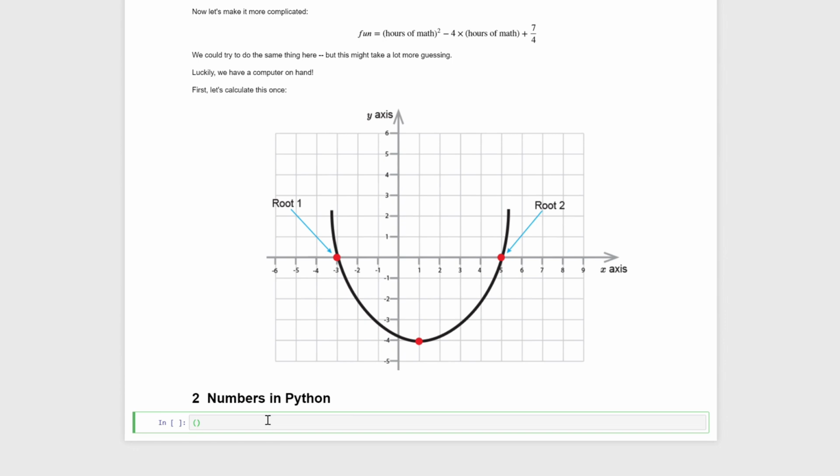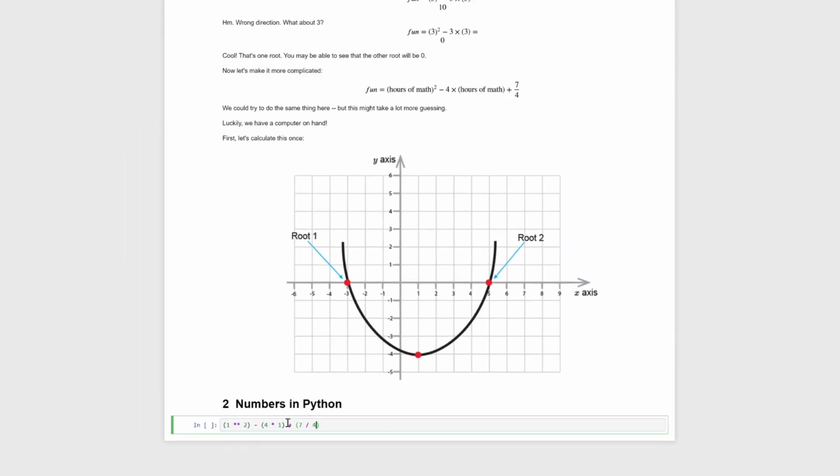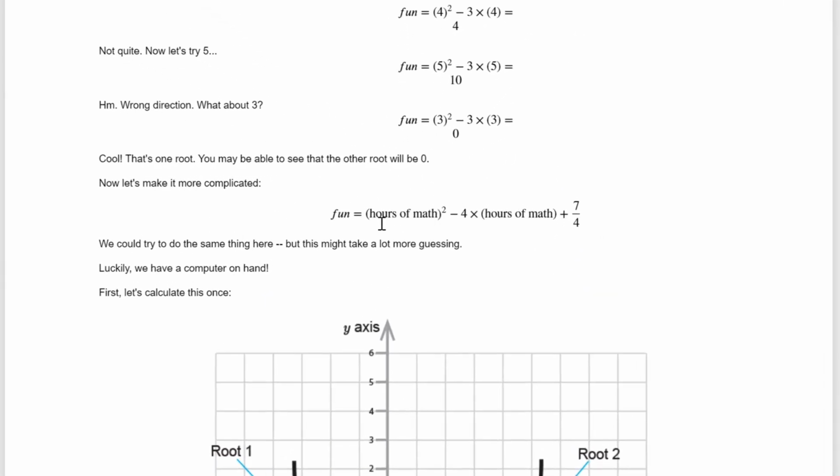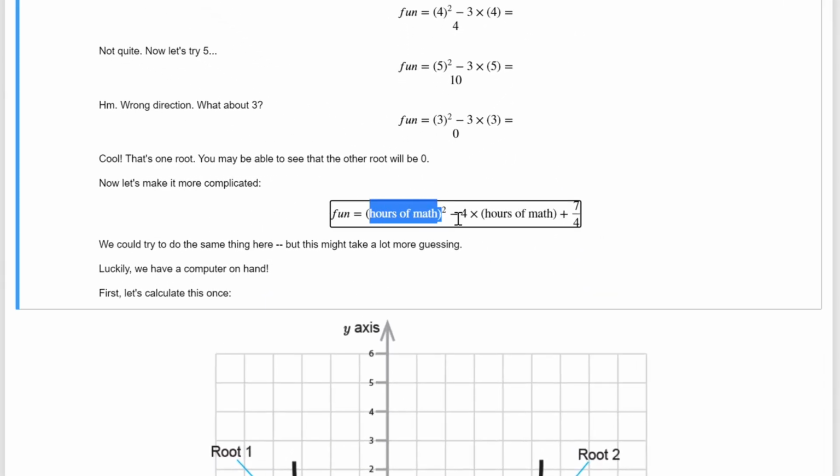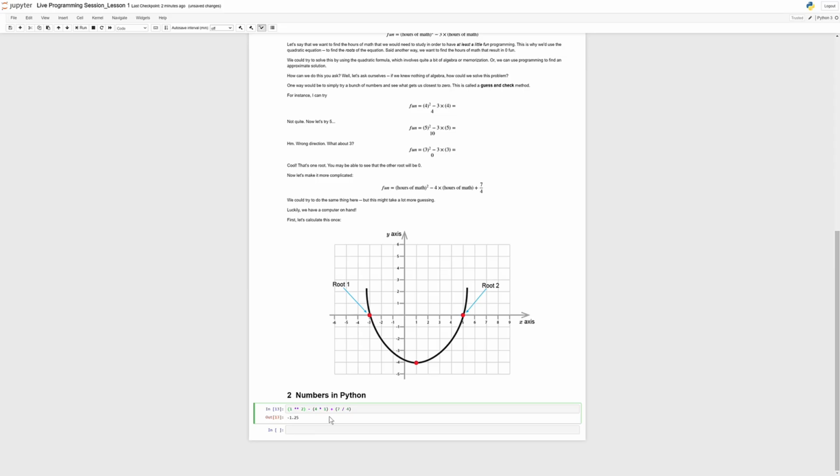So first thing I'm going to do is write this out. I'm going to say 1 squared minus 4 times 1 plus 7 divided by 4. I'm just doing this to show you how we can replicate that formula up there using 1, right? So I just plugged in 1 here. So hours of math is 1 squared minus 4 times 1 plus 7 over 4. This is how we do this in Python, and it's pretty much like a calculator works, right?